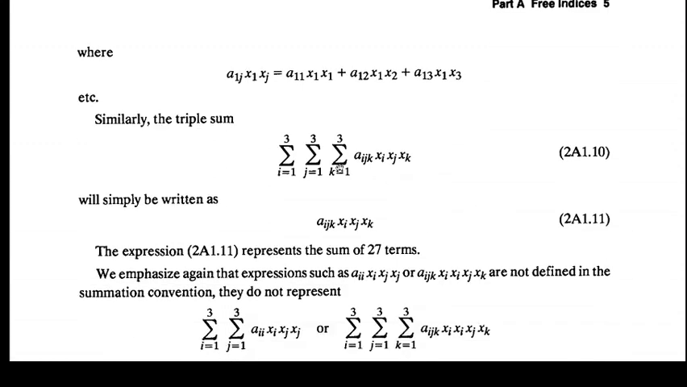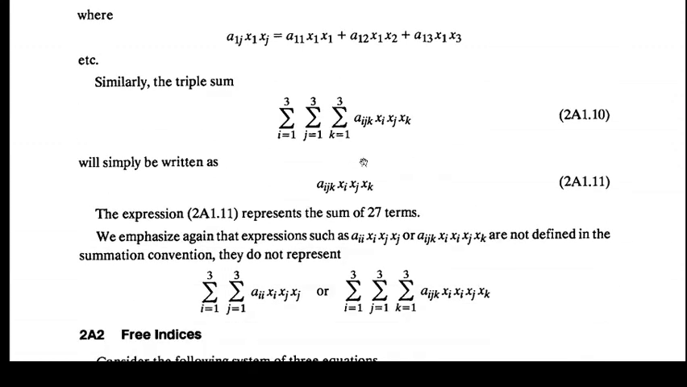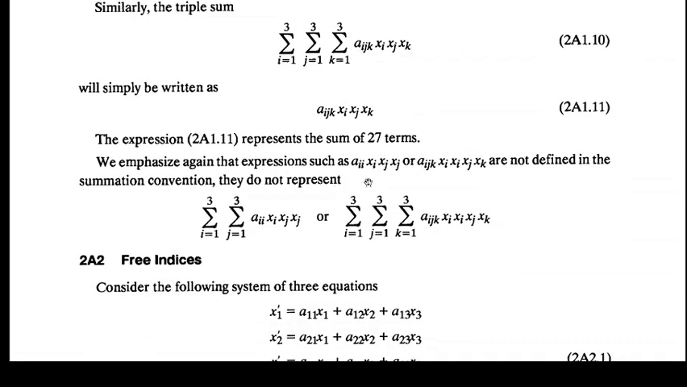Similarly, if you have a three-times summation, you can write aij xi xj. Again, this is the same thing: if you have three times repetition, with one index appearing more than two times, then you cannot drop the summation sign. Such an expression does not represent this, because here i appears three times, and you cannot write it in this way.